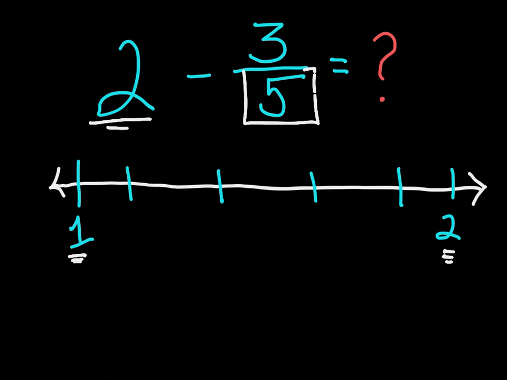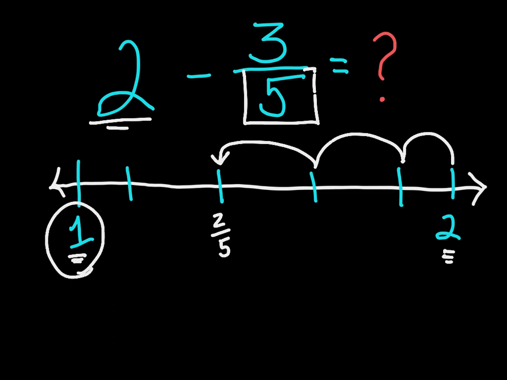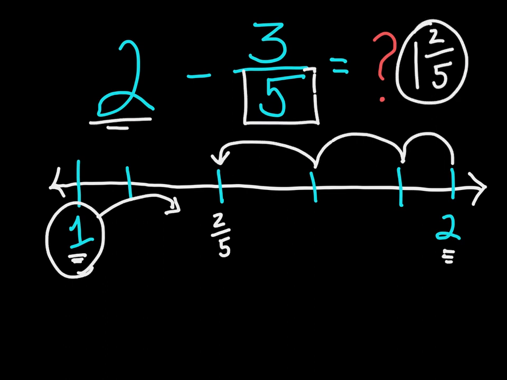Let's see how far we can go. So we're leaving now. We got 1/5, 2/5, 3/5. So where are we at? We're at 2/5. But don't forget to attach your whole, because it's past the whole. So now your answer is going to be 1 and 2/5. This is your mixed number.